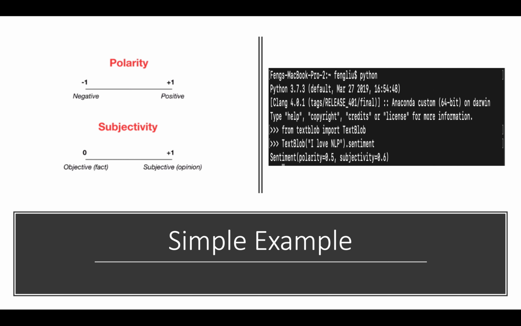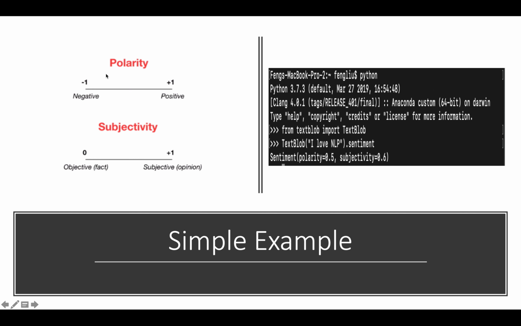So here is a simple example. Here is a sample code I input in Python, and the polarity for this sentence, as we can see, is 0.5, and the subjectivity right here is 0.6, and the sentence I input is I love NLP.